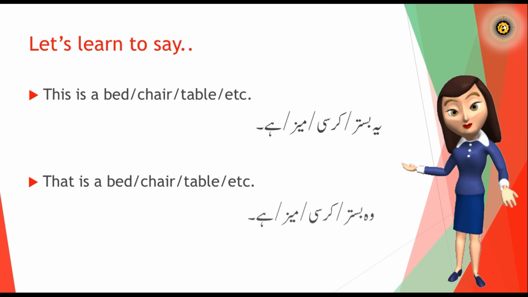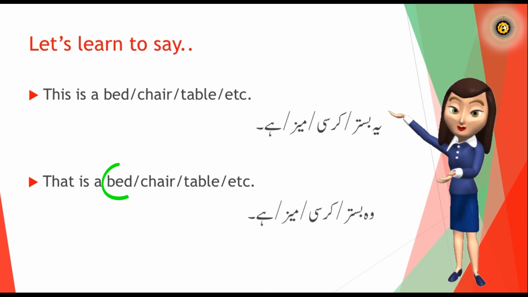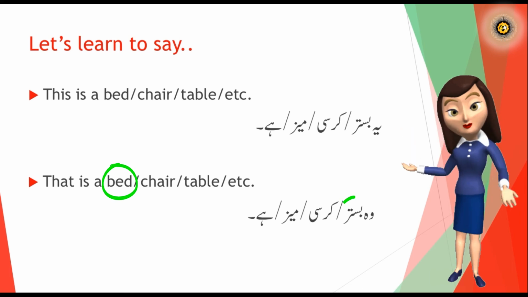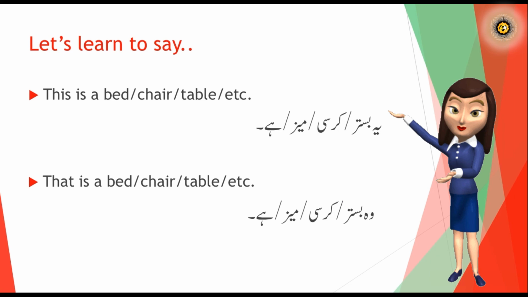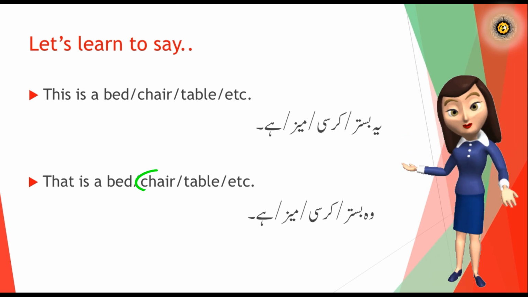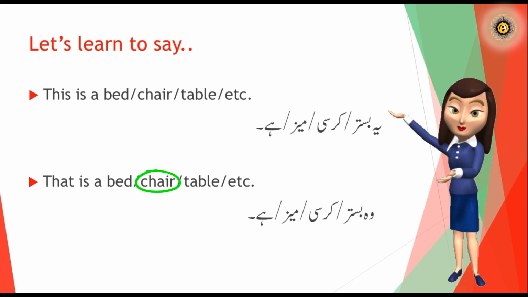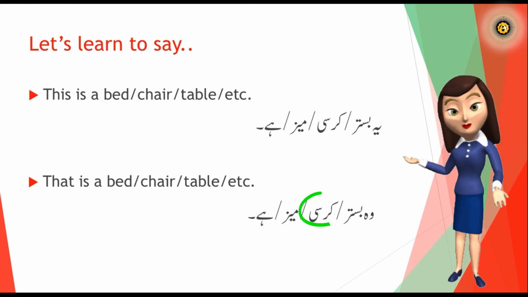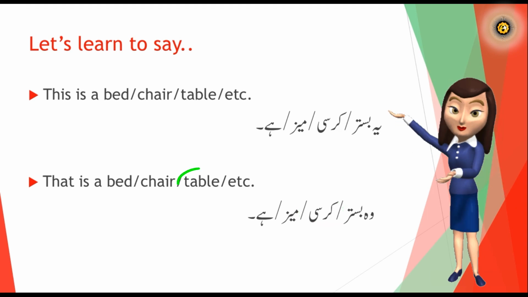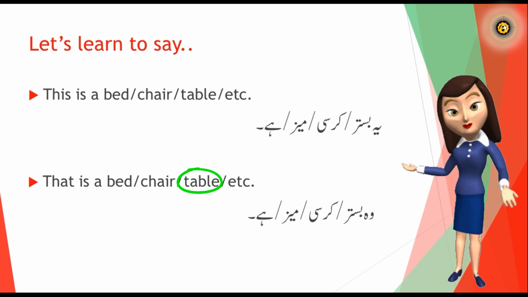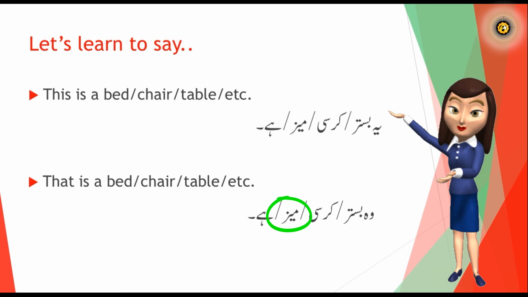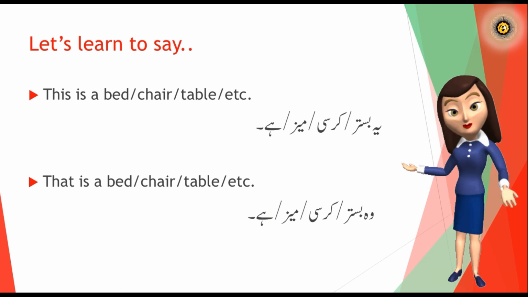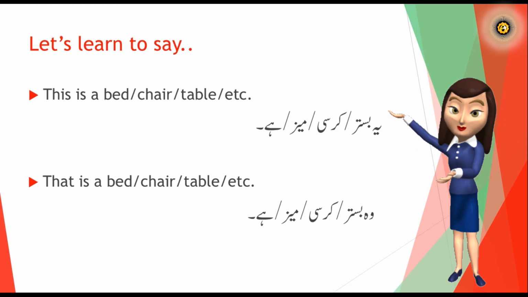We say that is a bed in English, and in Urdu वो बिस्तर है. Then if the sentence is that is a chair, so in Urdu we say वो कुर्सी है. Then if the sentence is that is a table, so in Urdu we say, very good, yes, we say वो मेज है. Now repeat many times for practice, okay?